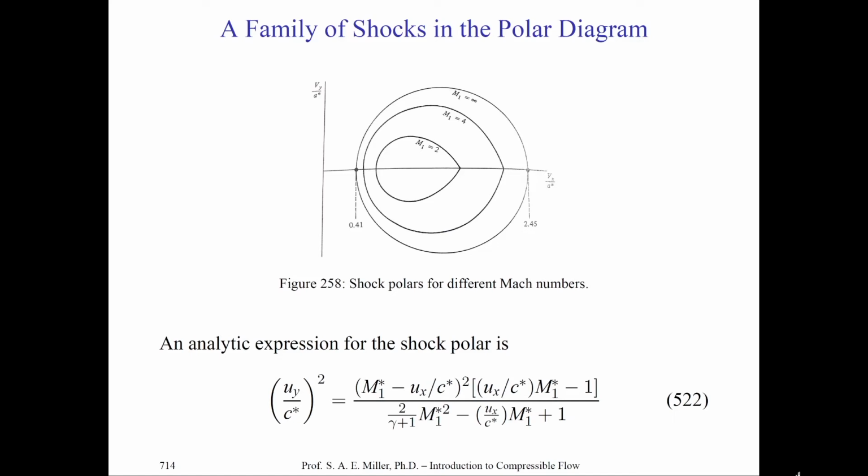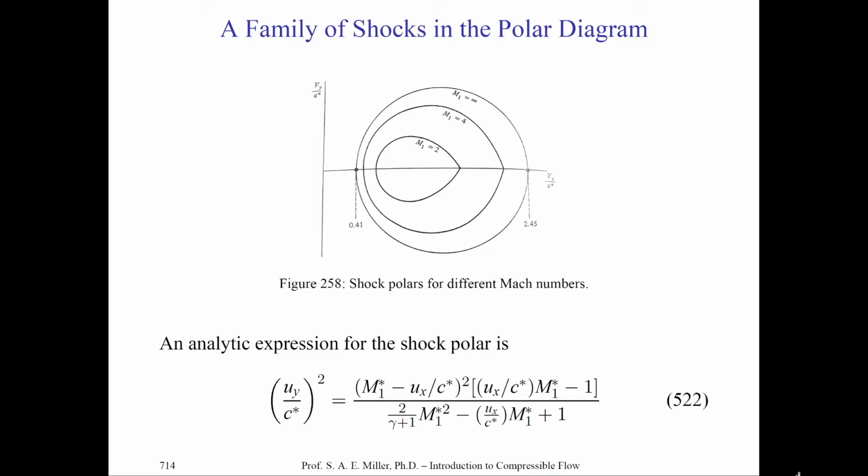We'll see that u sub y over c sup star squared goes as M1 sup star minus u sub x over c sup star, squared, times u sub x over c sup star times M1 star minus 1, all over 2 over gamma plus 1 times M1 sup star squared minus u sub x over c star times M1 star plus 1. You can develop this equation yourself by simply using our planar shock equations and the theta-beta-Mach number equation and writing an explicit solution for u sub y and normalizing it over c sub star and squaring it as a function of M1. You can try that for yourself to try and recover equation 522. It makes an excellent problem, so you can see if you understand the physics and mathematics accurately.